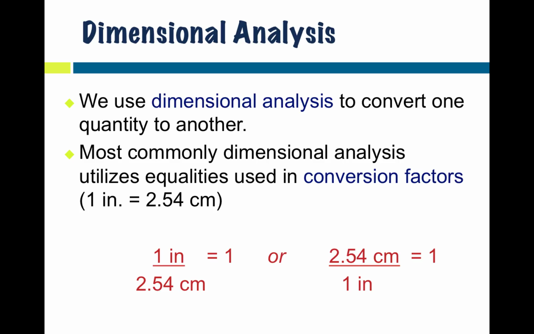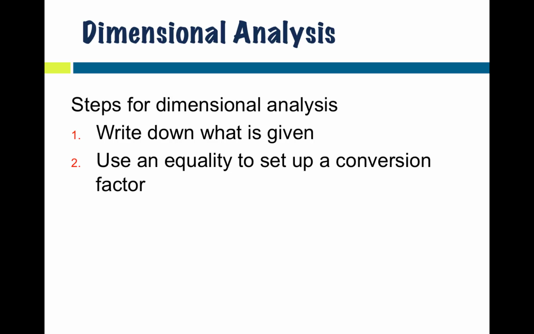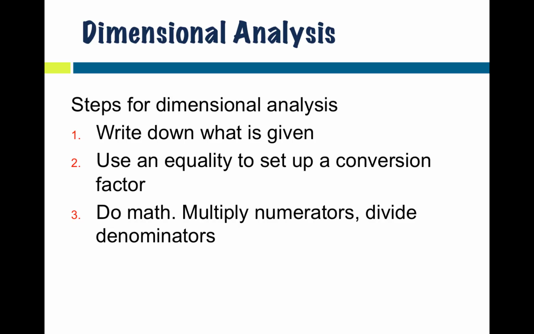So let's look at how we use these conversion factors in dimensional analysis. These are the steps used in solving a problem using dimensional analysis. It might be helpful to write them down and keep them next to you as you practice the process. Number 1, write down what is given. Number 2, use an equality to set up a conversion factor. This is the process we just practiced with the equality between inches and centimeters. Number 3, do the math. Multiply the numerators and divide the denominators.